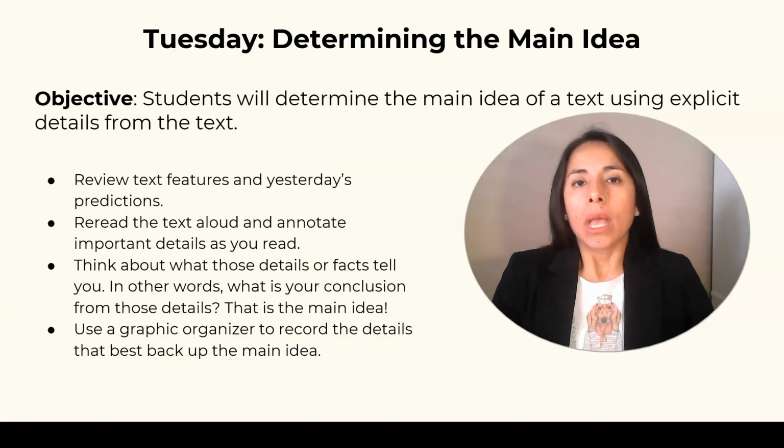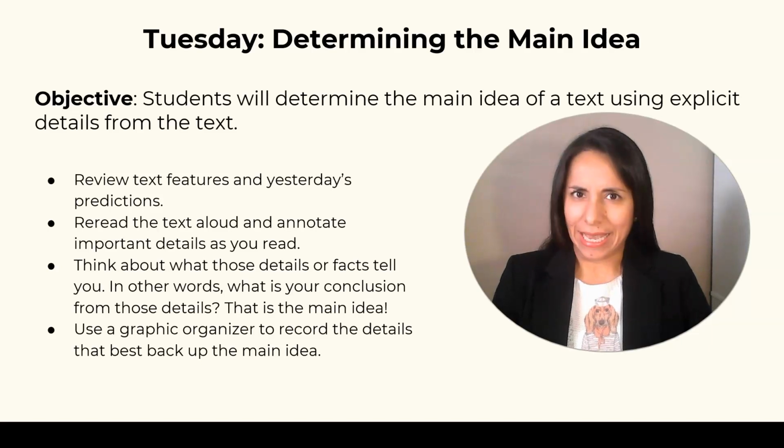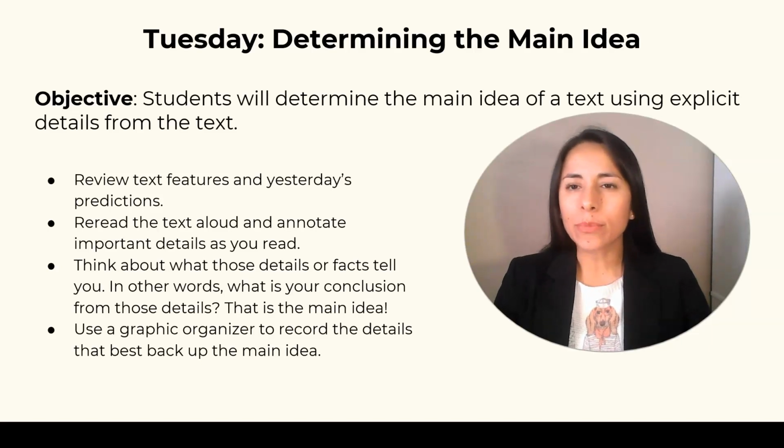Today, Tuesday, students will determine the main idea. We will learn the process that good readers follow to do that, okay? So our objective is students will determine the main idea of a text using explicit details from the text.